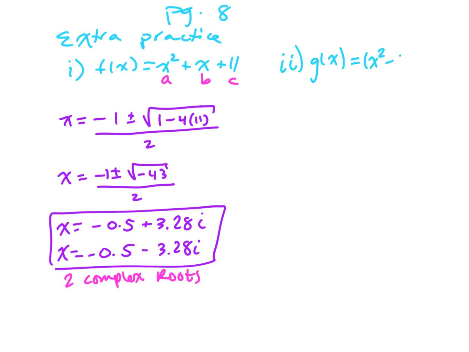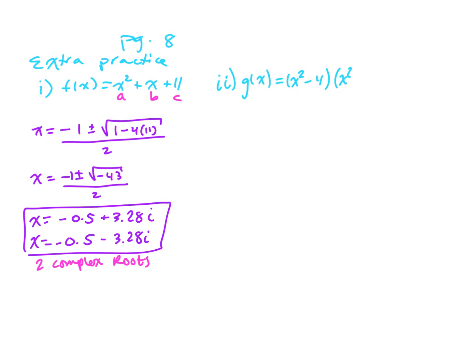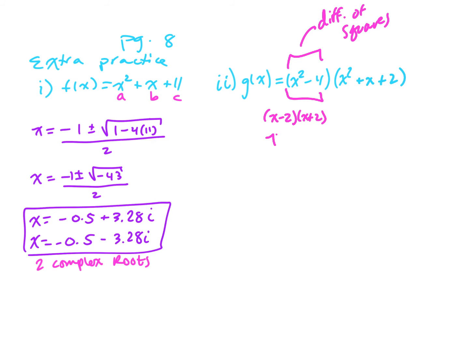Okay, part 2, we have g of x equals x squared minus 4 times x squared, move that over, x squared plus x plus 2. I'm going to do quadratic formula for the second part, but for this first one, this is a difference of squares. So I know it's x minus 2, x plus 2, which means my solutions are x equals plus or minus 2. So this is 2 real roots, just for the record.